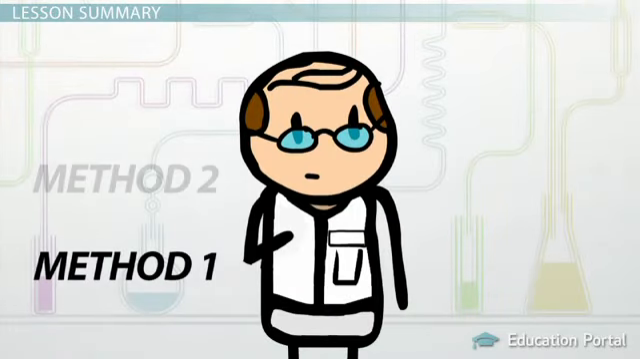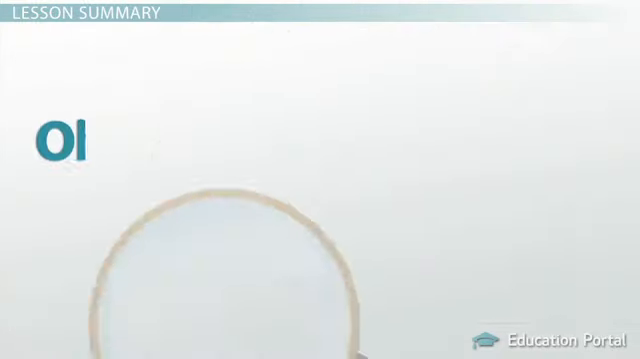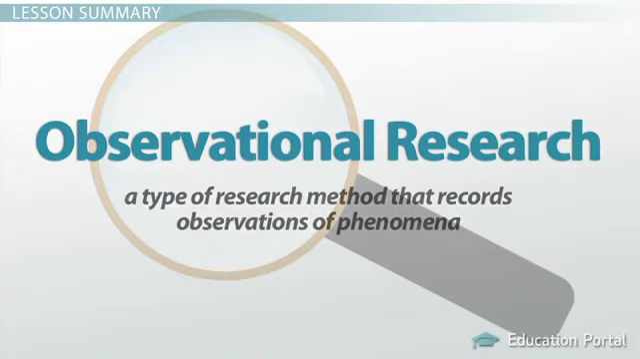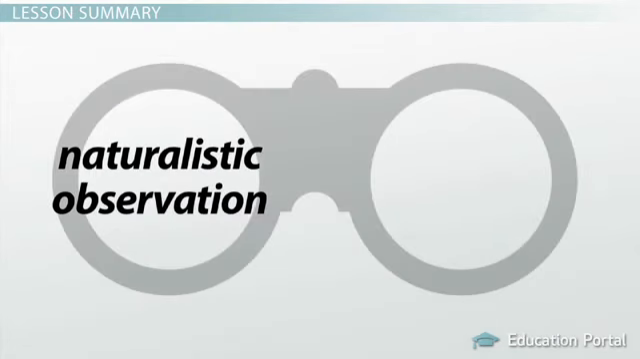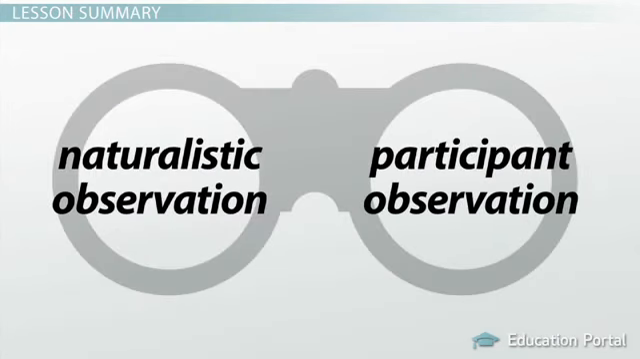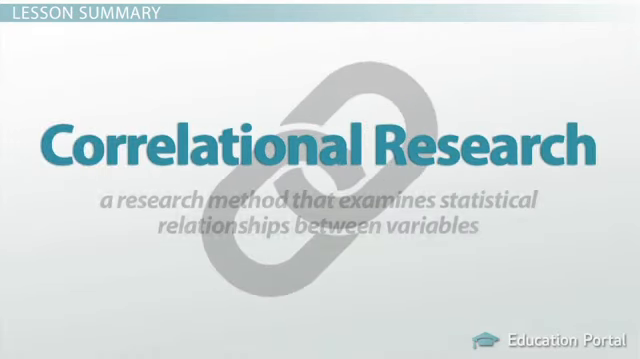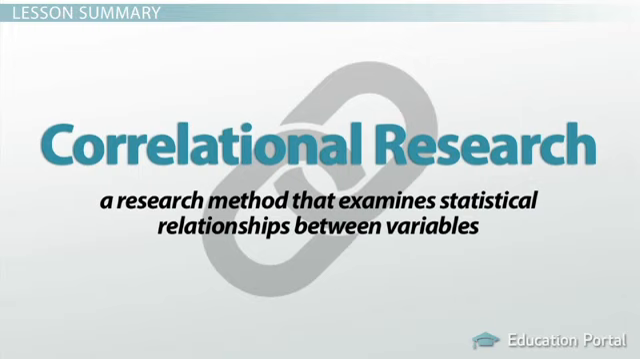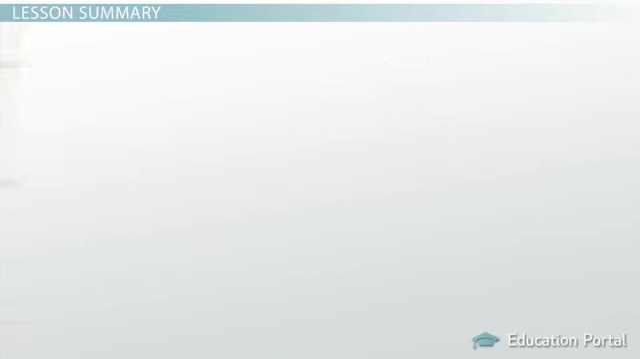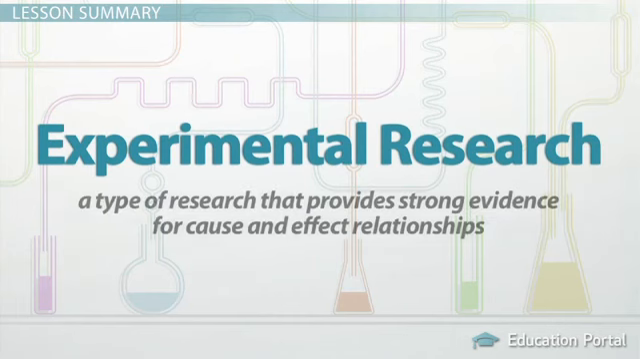This lesson went over 3 types of research methodologies. Observational research is a type of research method that records observations of phenomena. Observational research may be split into naturalistic observation and participant observation. Observational research is a type of correlational research, a research method that examines statistical relationships between variables. And we finally went over experimental research, which is a type of research that provides strong evidence for cause and effect relationships.